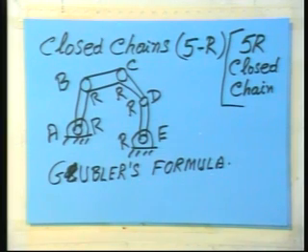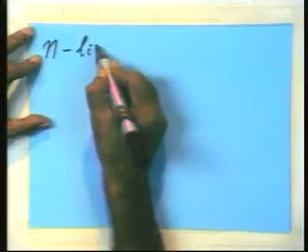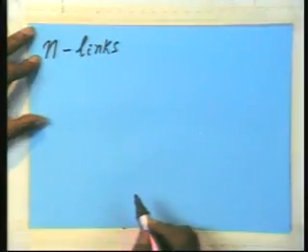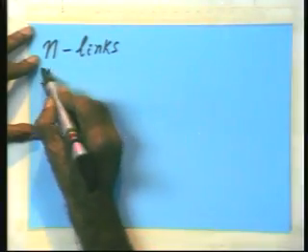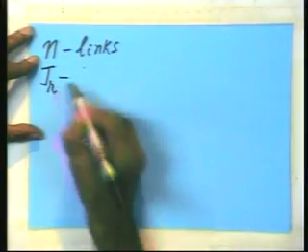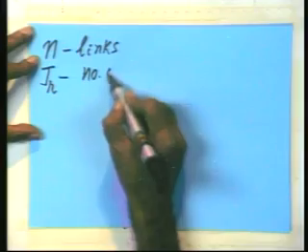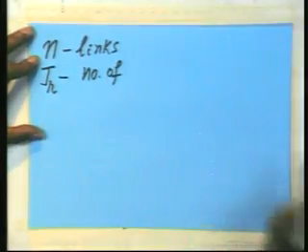Now, those of you who are mechanical engineers are familiar with this formula, but I will simply touch upon it, because we need it even in the spatial closed chains. We will need a similar formula. What the formula says is that given a set of n links, number of links, J suffix R is the number of revolute pairs, all in the plane. I am writing the formula for the planar case.